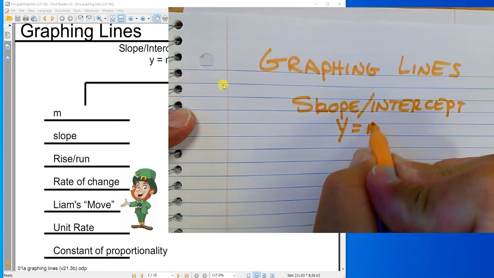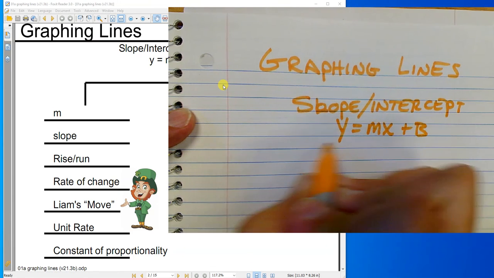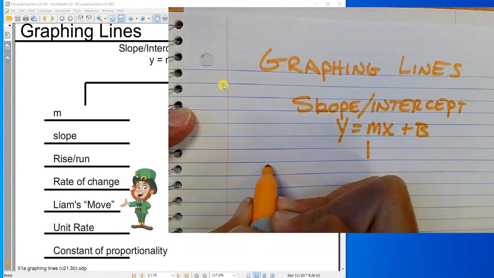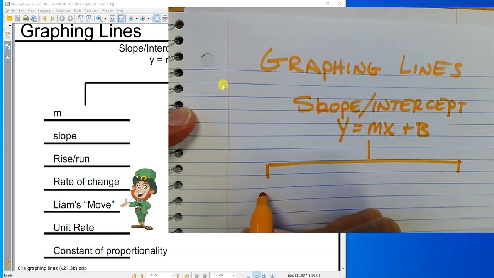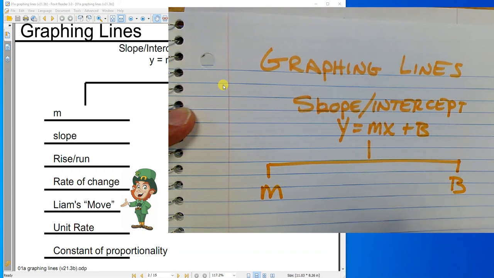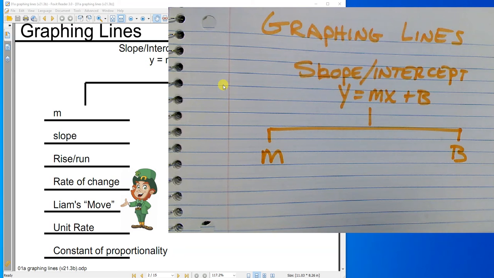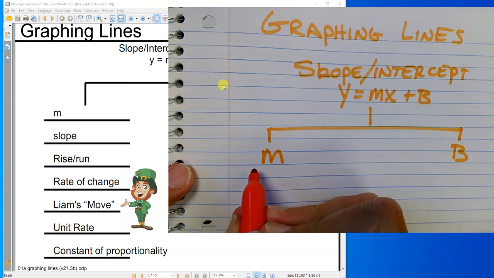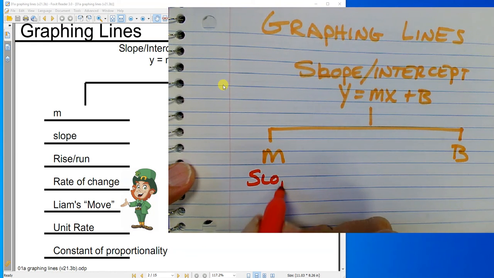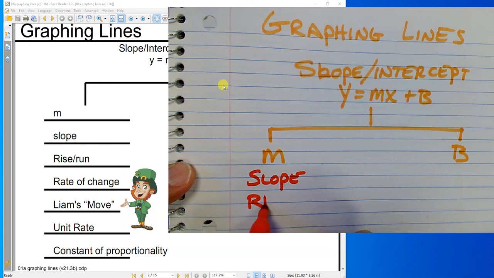Y equals mx plus b. And let's remember everything that we know about this thing. We know about m and b. What do we know about m and what do we know about b? Well, we know a lot about it. We know that m is the slope. We know that it's rise over run. We know that it's the rate of change.